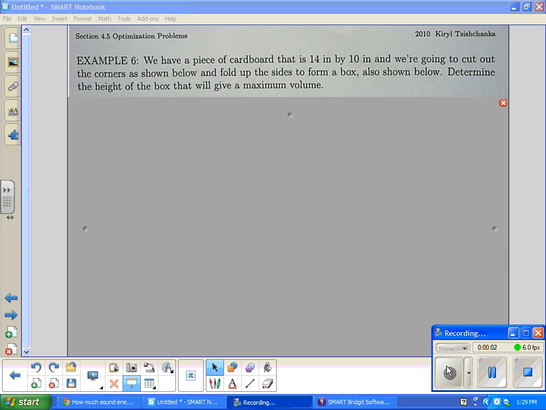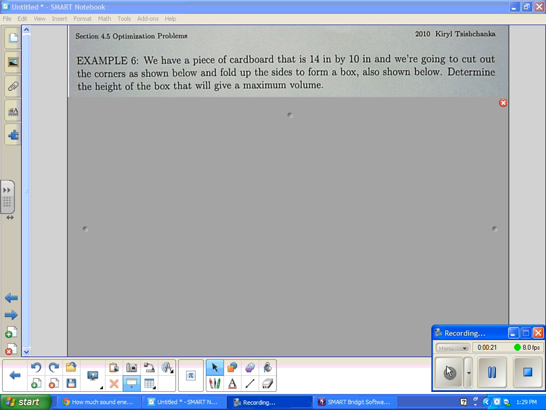Alright, so we're going to do another optimization problem. Found this on the internet. I'm giving credit to the gentleman up in the upper right. We have a piece of cardboard that is 14 inches by 10 inches, and we're going to cut out the corners, as shown below, and you notice I covered that up for a second, and fold up the sides to form a box. Determine the height of the box that'll give maximum volume.